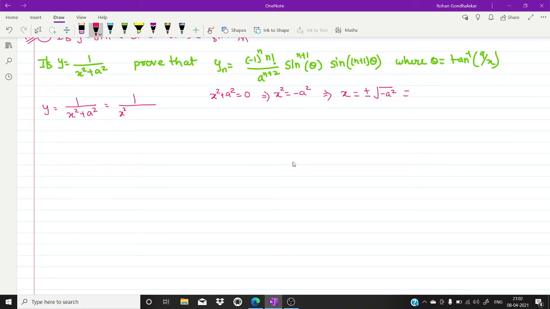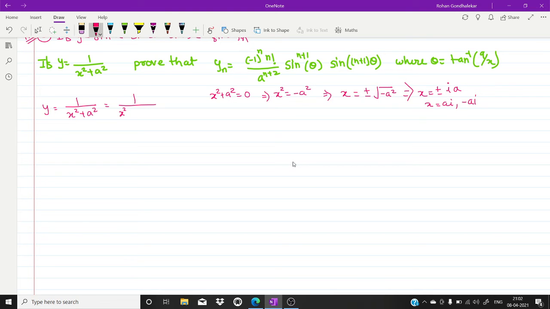As the minus sign comes inside the square root, we get plus or minus. As there is a minus sign inside, we get ai, and the square root of a square will be a. So we get x is equal to ai and minus ai as the two roots.